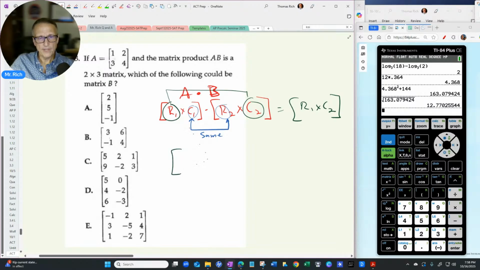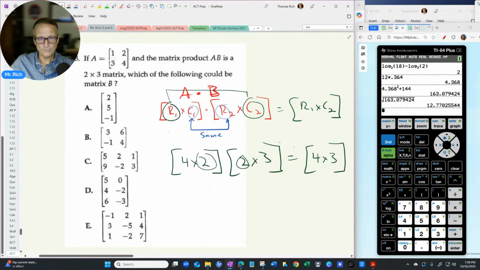If I have a matrix which is 4 by 2, and I multiply it by a 2 by 3, I can do the multiplication because I have a match between the 2 and the 2. And the resulting matrix, after I got done doing the multiplication, would be a 4 by 3 matrix. Okay, that doesn't tell you how to do the multiplication. It just tells you whether you can or can't do it.